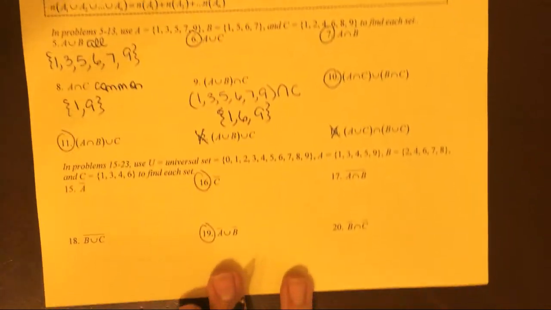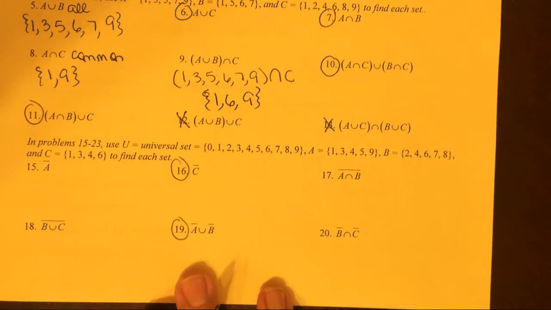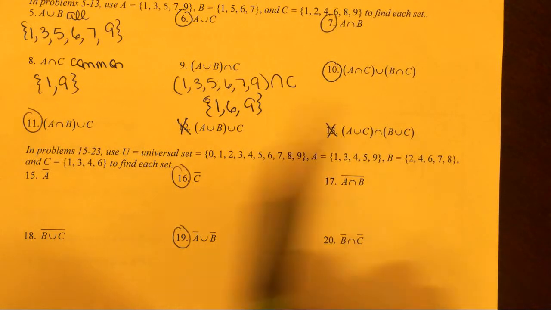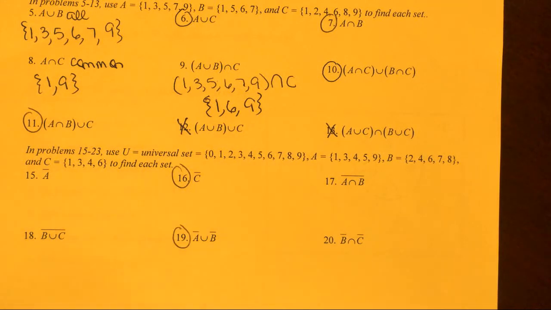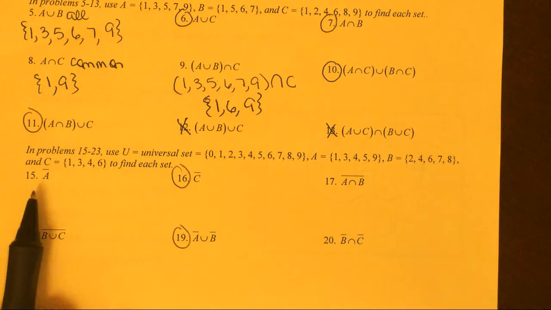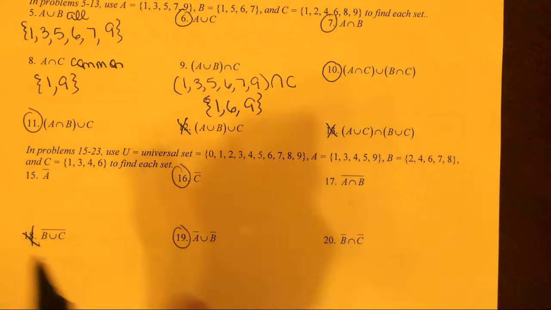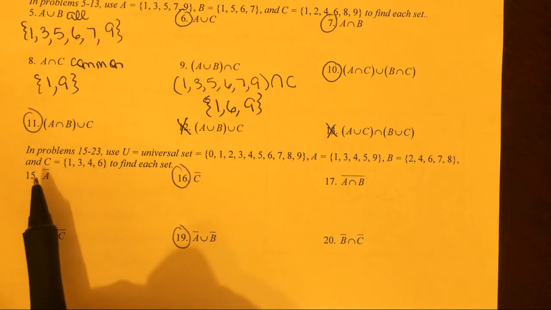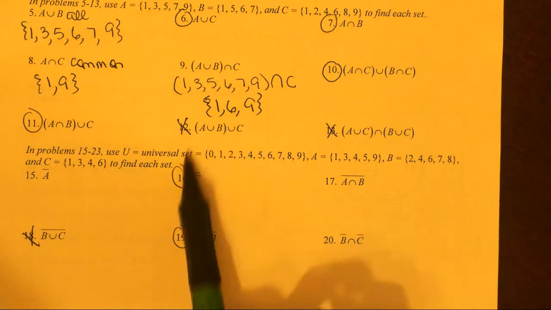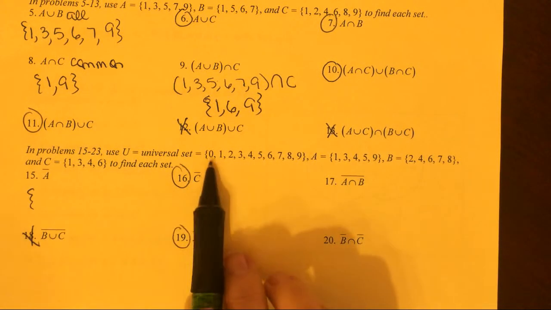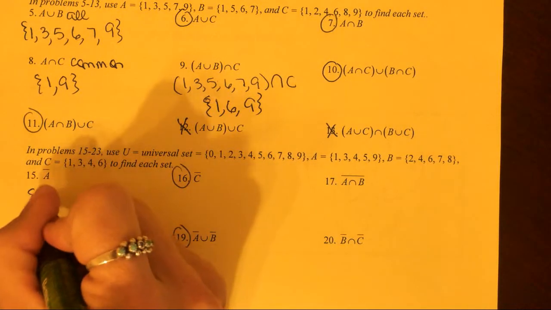On the next section, it says in problems 15 through 23, U is a universal set. Here's set A, here's set B, here's set C. Find each. Okay, so we're going to do 15 together. It says find the complement of A. Remember, when they ask you to find the complement of A, they want to know everything in the universal, but it's not in A. So 0 is in the universal and not in A.